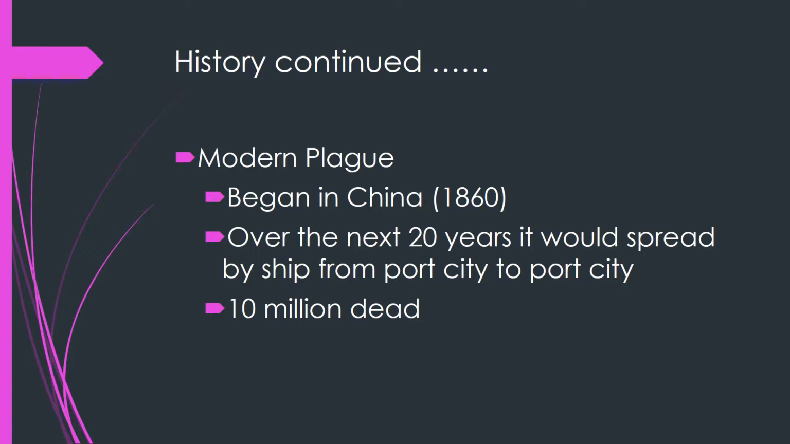The last major plague that happened is called the Modern Plague. It began in China in 1860, and over 20 years it spread from ships from port city to port city, and 10 million people died.